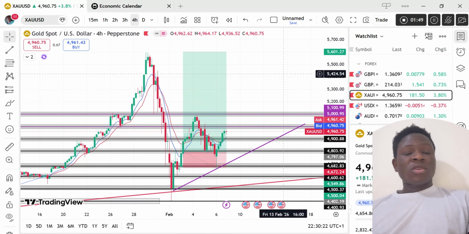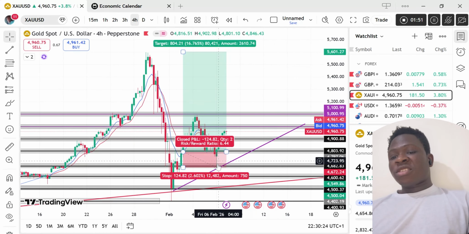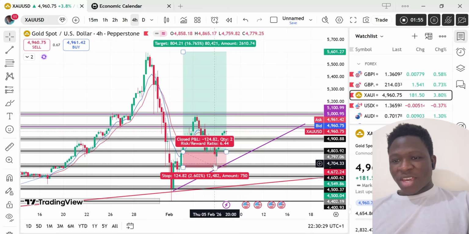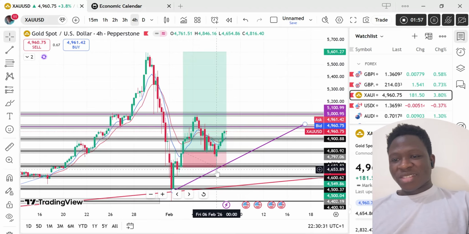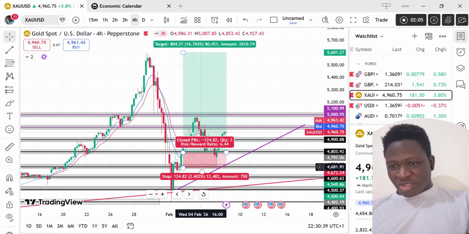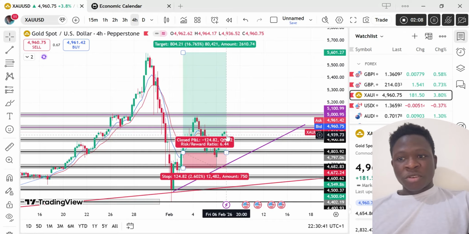I took a trade also on gold. Unfortunately, as you can see right here, it did hit my stop loss with just one weekly candle. Can you see that? That's so sad. But these things happen in forex. If I had just moved my stop loss a little bit lower, I would be in profit again.